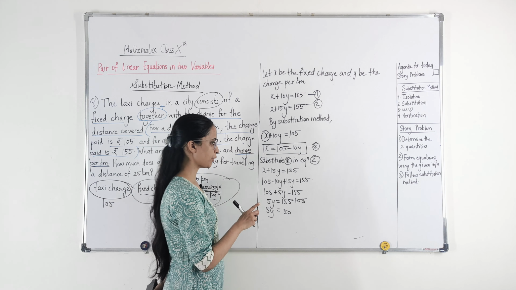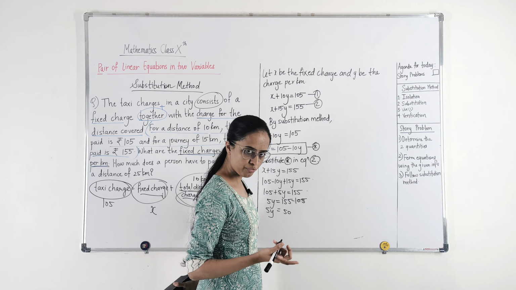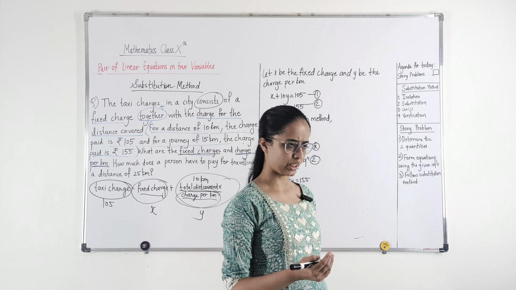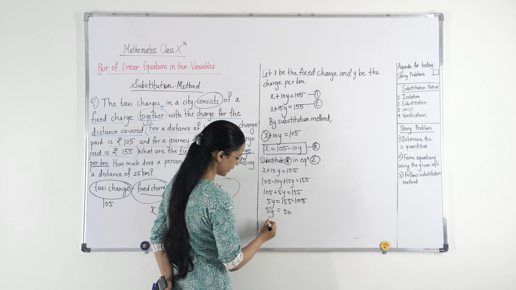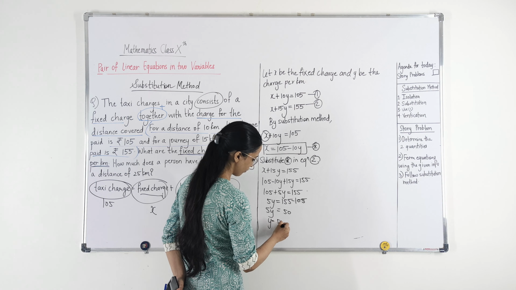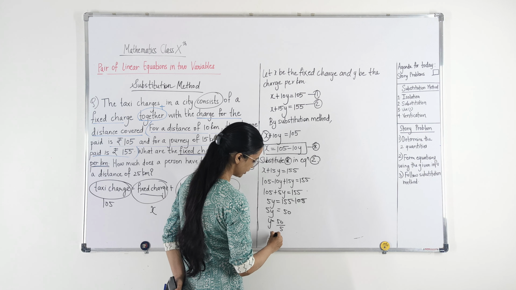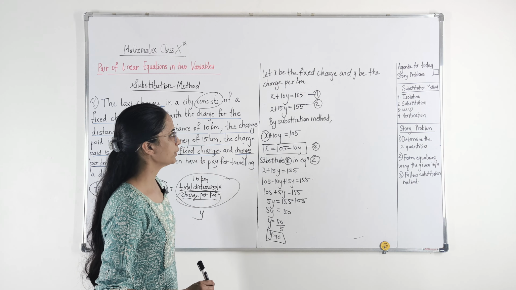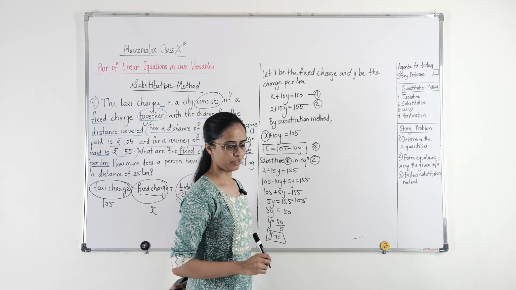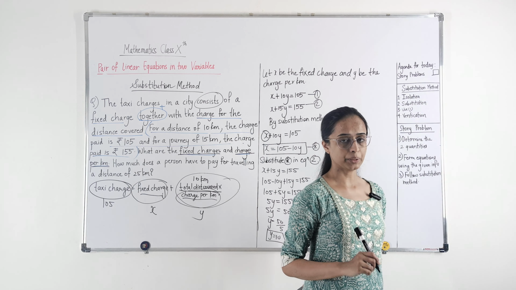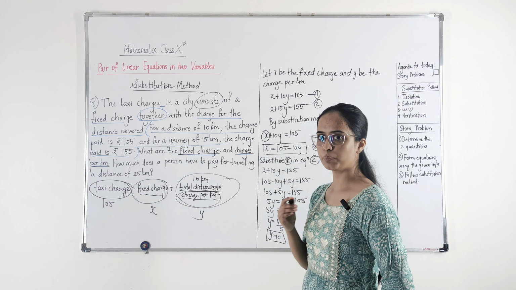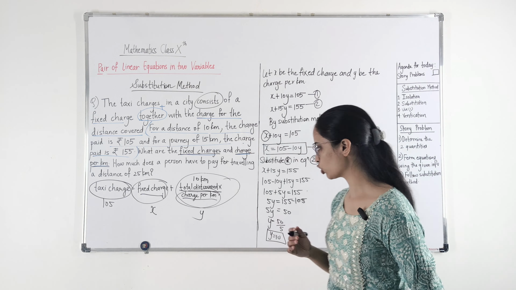Now again in step 2 you are using this to get the value of y. Step 2 में equation 2 use करेंगे to get the value of the second variable. So here we get y equals 50 upon 5, which is y equals 10. This is the value for y, or you would say this is the charge per kilometer. So the charge per kilometer is rupees 10. तो 1 kilometer travel करने के बाद you are supposed to pay rupees 10, and so on.